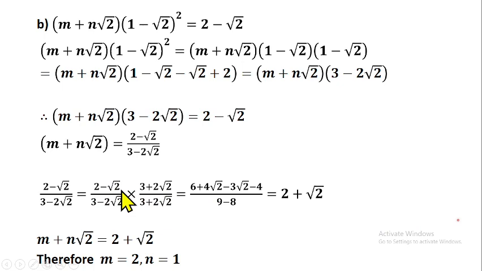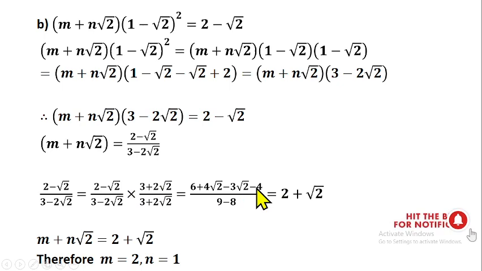2 times 3 will give us 6. 2 times 2√2 will give us 4√2. Then minus √2 times 3 will give us minus 3√2. Then minus √2 times plus 2√2 will give us minus, so √2 times √2 will give us 2, times 2 will give us 4. So we have minus 4. In this case, if you simplify further, we have 6 minus 4.